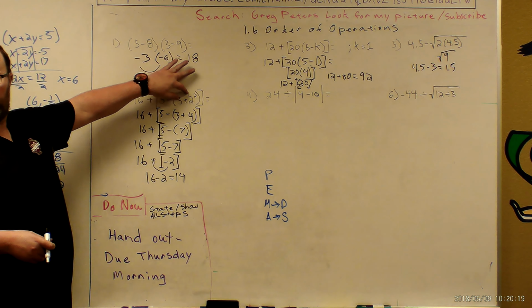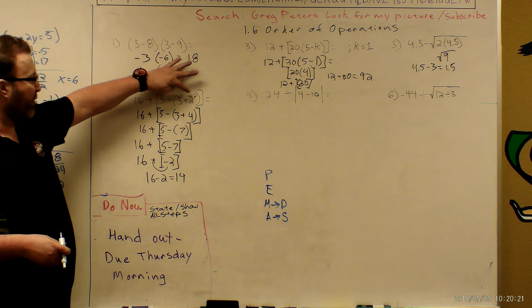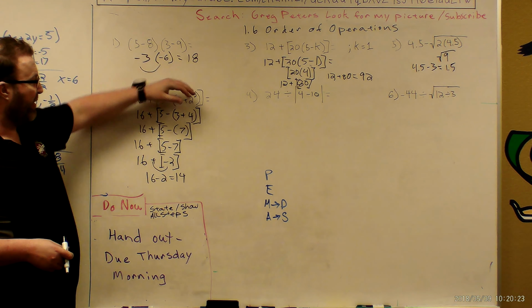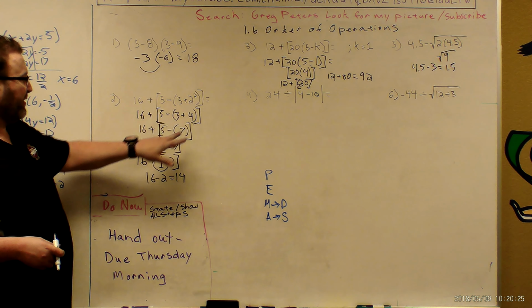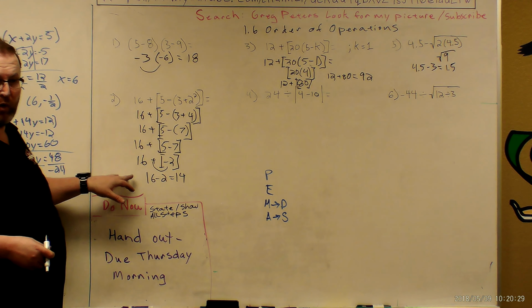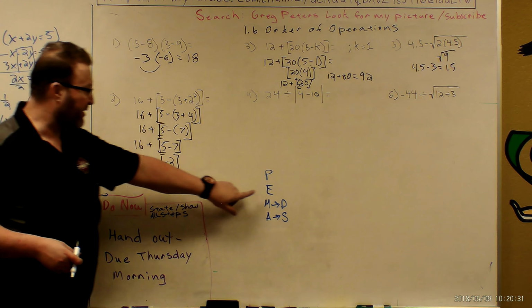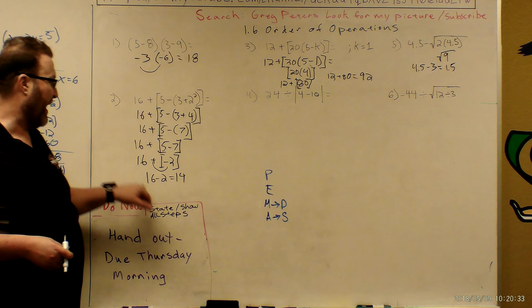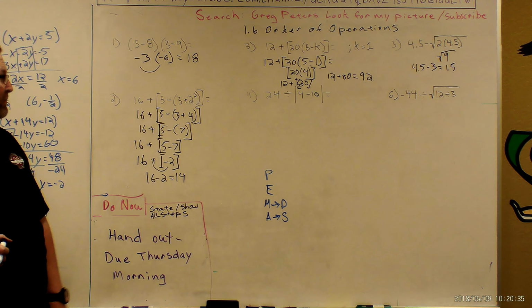Always get rid of the exponents first, okay, especially if you're having to solve inside the parentheses. Do your inner parentheses first, then your outer parentheses, and then when everything's all said and done, once you have the operations, multiply, divide, add, subtract, go left to right.